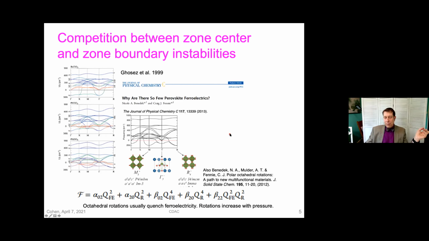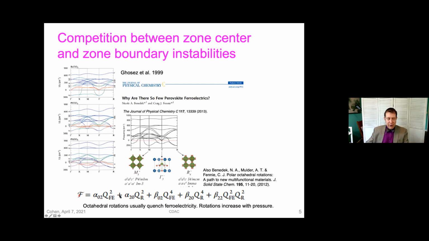And people have pointed out some very important general analysis of all this, such as these papers by Nicole Benedek, with an interesting title from a few years ago, Why Are There So Few Perovskite Ferroelectrics? Actually, most of us would think there's a lot of them, but if you look at all of the different perovskites that you can make, most of them are not ferroelectric. And most of those have rotations of the octahedra, such as the Pnma or the Pbnm structure, which have rotations of the octahedra that tend to inhibit the ferroelectricity.